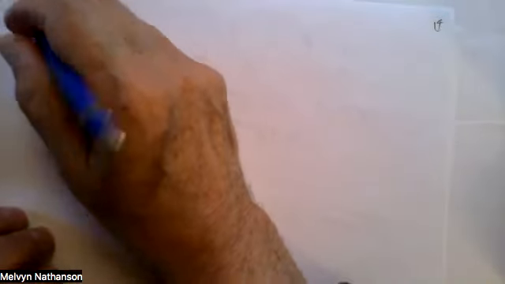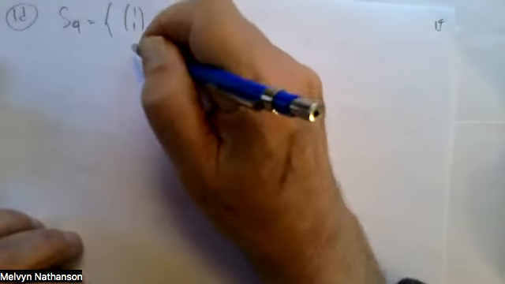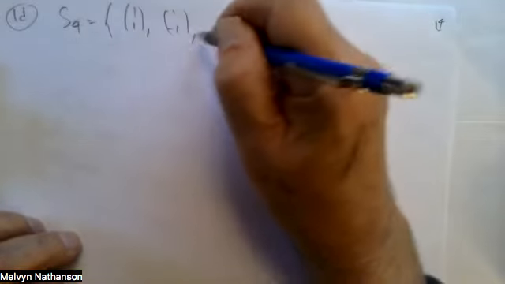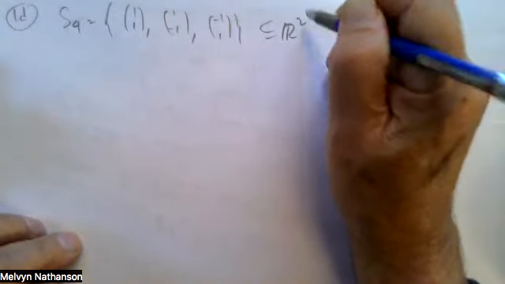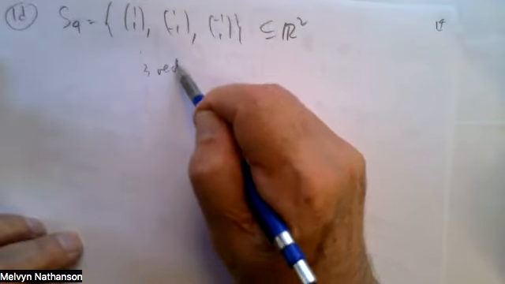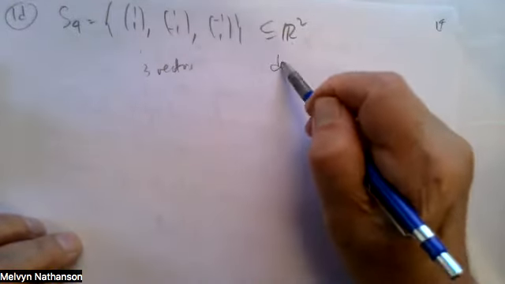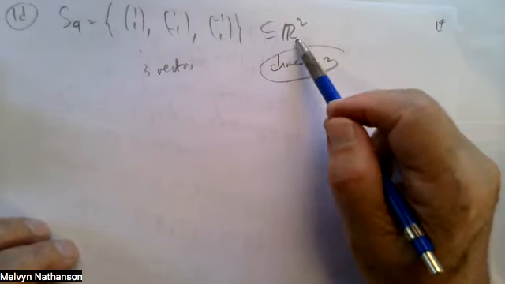Okay, in part D, we have a set S4 consisting of (1, 1), (1, -1), and (-1, 1), contained in R2. So this set contains 3 vectors, but R2 has dimension 2. So the largest set of linearly independent vectors in R2 is going to have 2 vectors. So this set has to be linearly dependent.